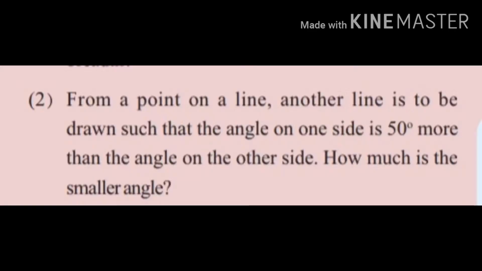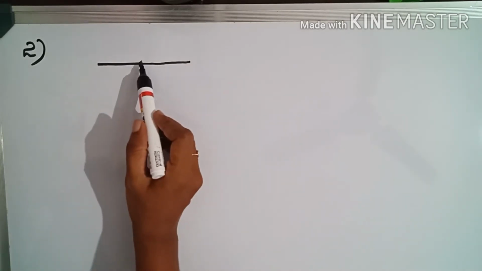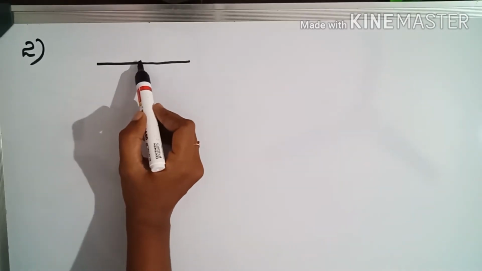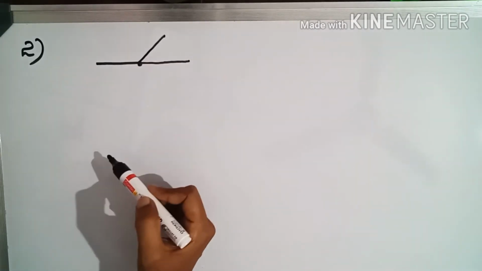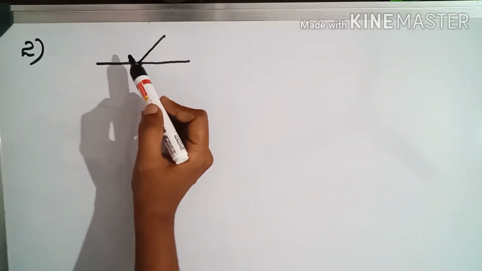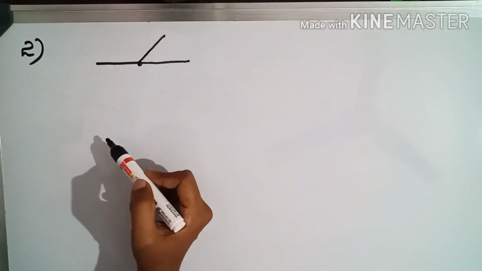Next is question number 2. From a point on a line, another line is to be drawn such that the angle on one side is 50 degrees more than the angle on the other side. How much is the smaller angle? In this question, we have to draw a line from a point on another line. So a line is here. From this point we have to draw another line. The condition is that the angle on one side must be 50 degrees more than the other.